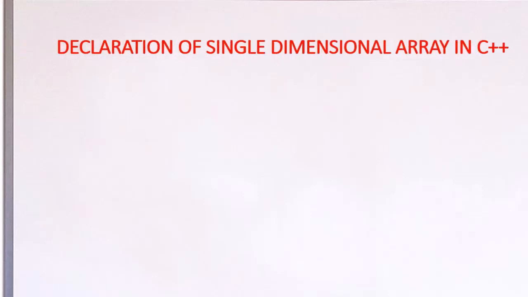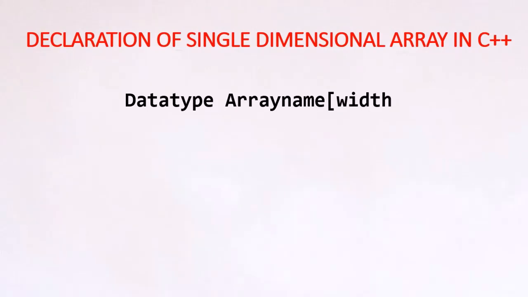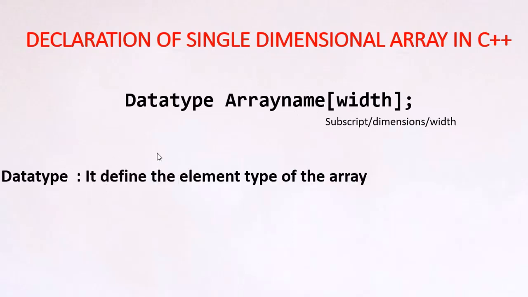Now the next question is, when I use these arrays in practical, how can I declare them. So first of all, we will learn the declaration of a single dimensional array in C++. Okay, we have to use a data type with the array name and with a pair of brackets, as we learned earlier. Width is given inside the pair of brackets. Width is also known as subscript, dimension, or width in some books. So don't worry about it. It is the same thing.